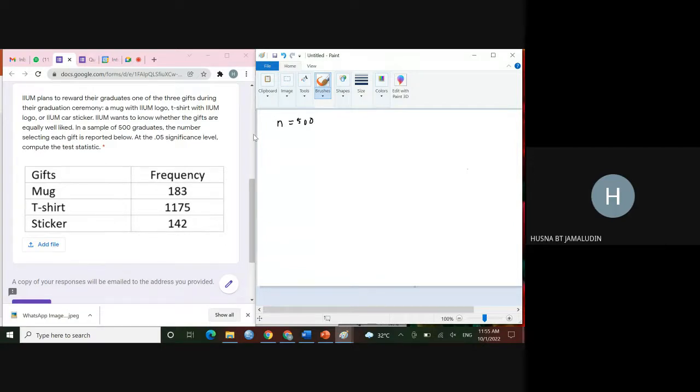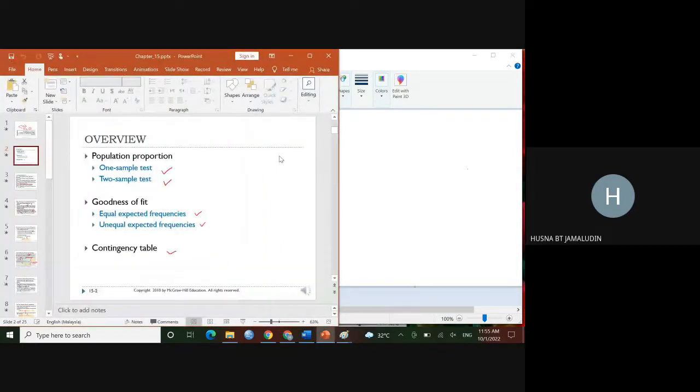At the 0.05 significance level, compute the test statistic. So you are given alpha 0.05. Does this question ask you to solve everything? No, right? You are asked to compute the test statistic only. So what is this? Is this proportion? Is it the goodness of fit test? Which one? Is it a contingency table? Goodness of fit.